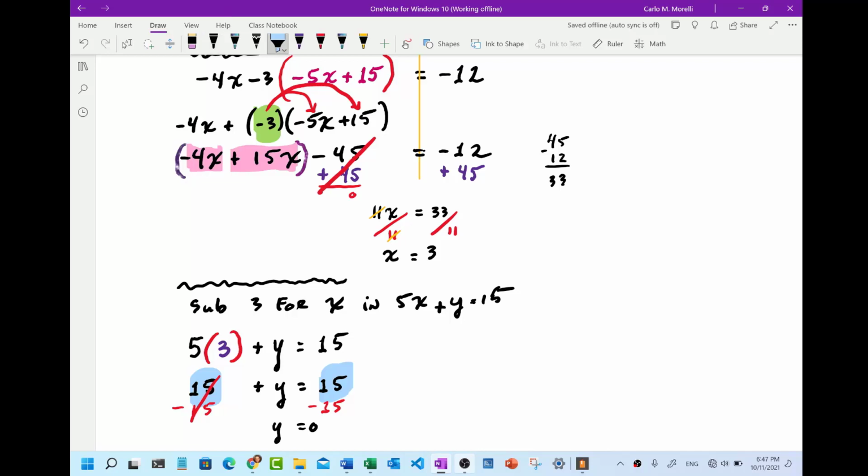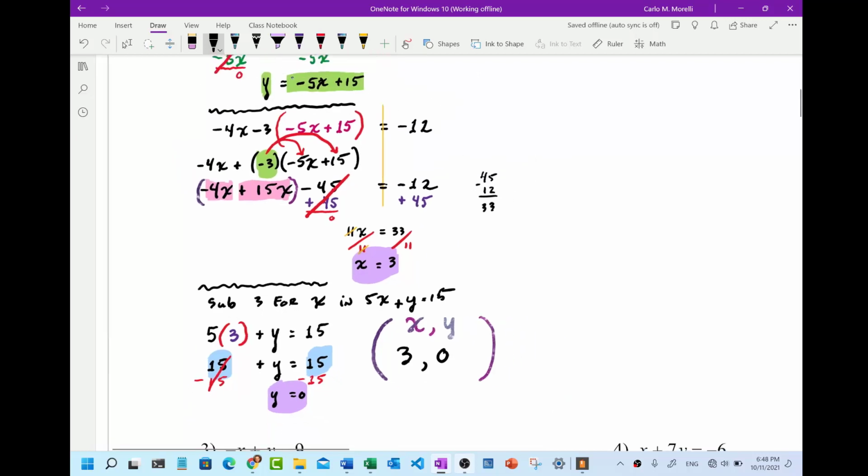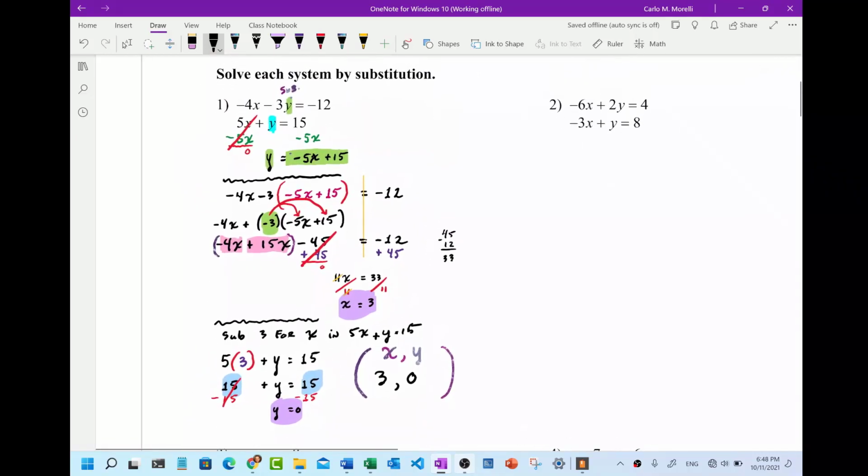Now we combine the fact that we know x equals 3 and the fact that we know y equals 0 into our solution, which is going to be in the form of x comma y. And our solution here is going to be 3 comma 0. And that's where those two lines would intersect if graphed. Just keep that in mind. With that in mind, that is the end of number 1.